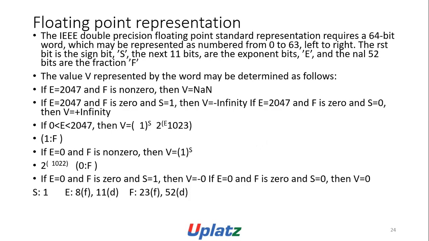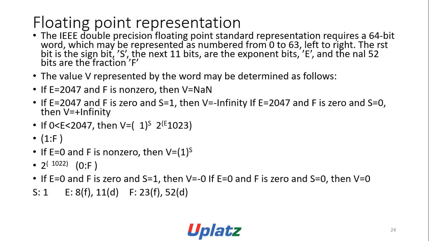The IEEE double precision floating point standard is represented as a 64-bit word, which may be represented as a number from 0 to 63, left to right. The first bit is the sign bit S, the next 11 bits are the exponent bits E, and the final 52 bits are the fraction F. The value V represented by the word may be determined as follows. If E is equal to 2047 and F is non-zero, then V is equal to NaN. If E is equal to 2047 and F is 0 and S is 1, then V is equal to minus infinity. If E is equal to 2047, F is 0 and S is equal to 0, then V is equal to plus infinity.